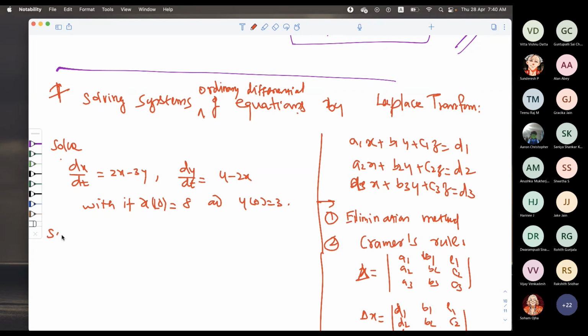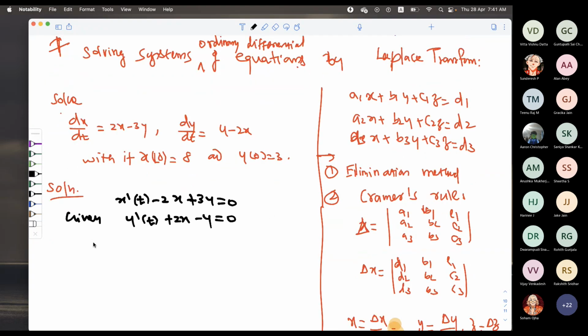How to solve it? If I want to find the solution, this is x dash of t minus 2x plus 3y equals 0. Then the derivative of y of t, from the given equations, plus 2x minus y equals 0. Sir, is it clear? Yes. So we have these two equations here.